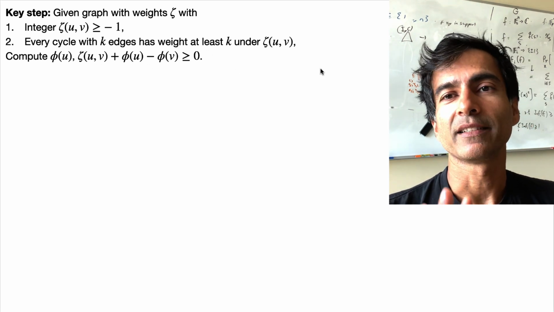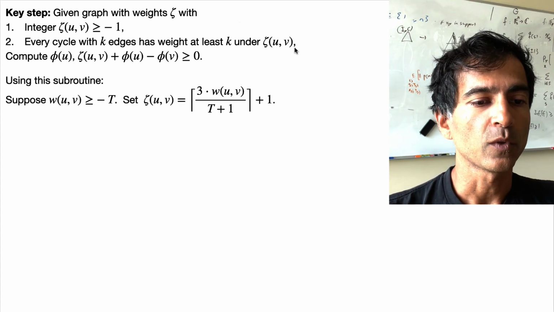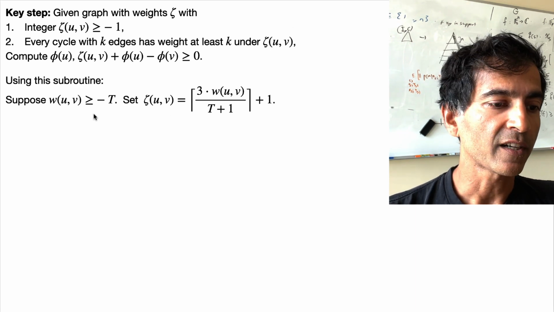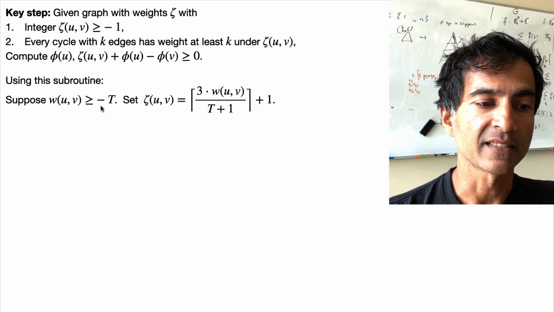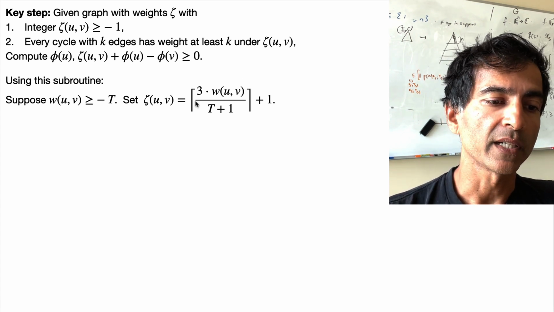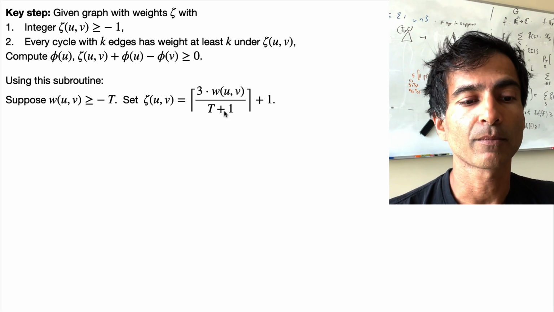So let me explain why this algorithm is extremely useful. If you had such a subroutine, one that implements this step, then we can do the following. We start with edge weights W, which are all guaranteed to be at least some parameter minus t. Let's set zeta of uv to be this quantity, the ceiling of 3 times W divided by t, plus 1.